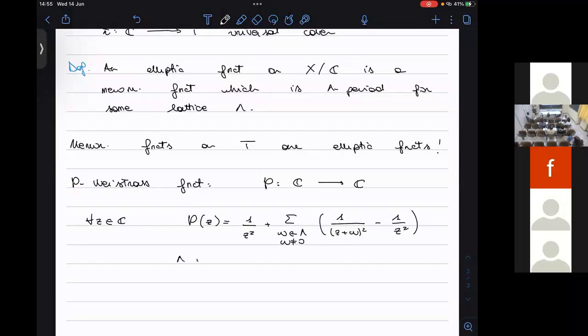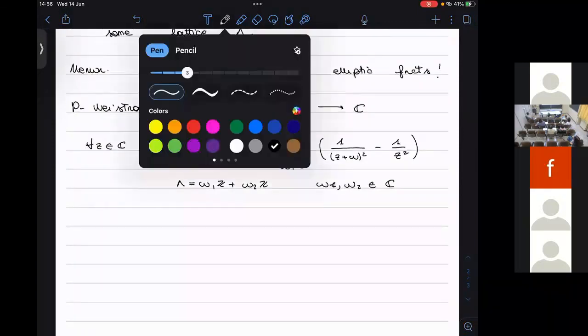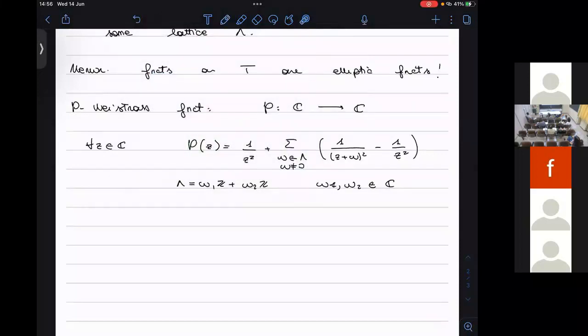where lambda is a lattice, in this case a rank 2 lattice. Something like that. These are complex numbers. And as you can observe, for sure it is a meromorphic function, and it is holomorphic outside lambda. And since it has poles of order 2, its degree is actually 2.